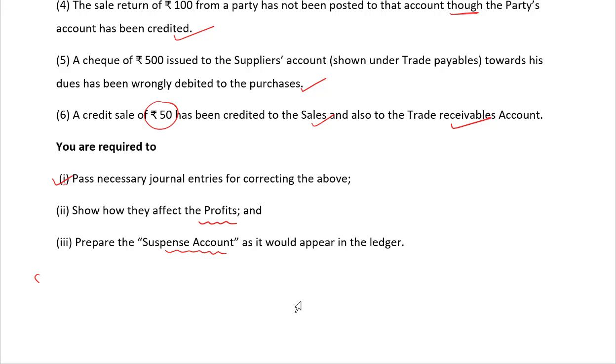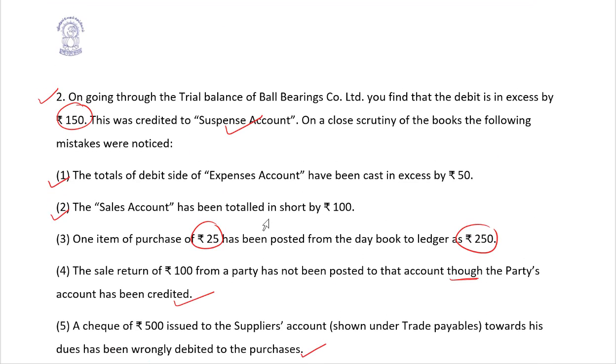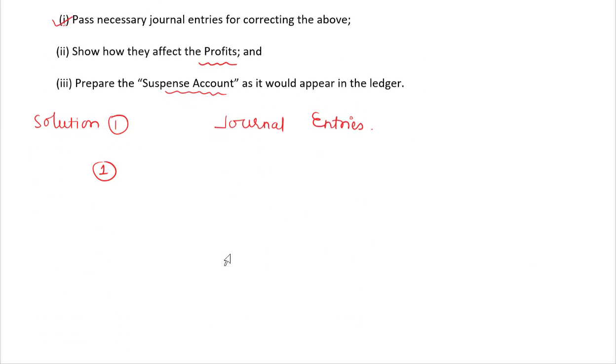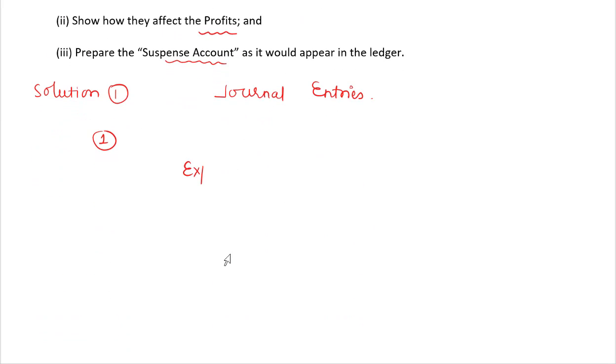So we will start with first, that is by passing journal entries. Let's see the first transaction. The total of the debit side of expense has been cast in excess by 50. So we will credit the expense. Expense will be credited to expense account, and in the debit we will write suspense account. So suspense account debited 50 to expense account.